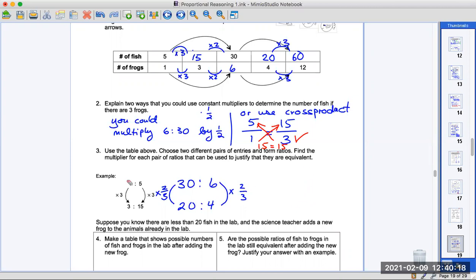Okay, one more pair from above here. Give me one more pair that we can compare and find the multiplier. The 5 to 1. They don't have to be next to each other. The 5 to 1 and 60 to 12. 5 to 1.